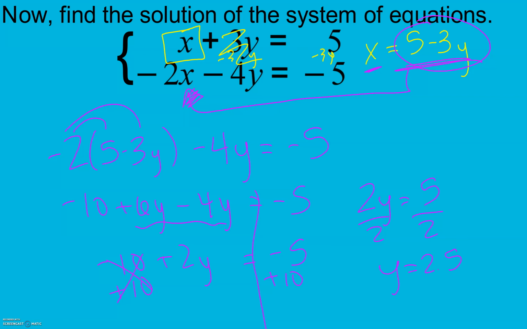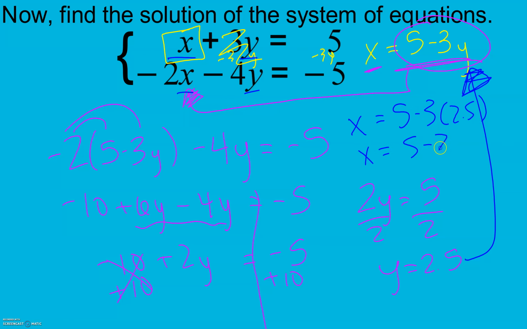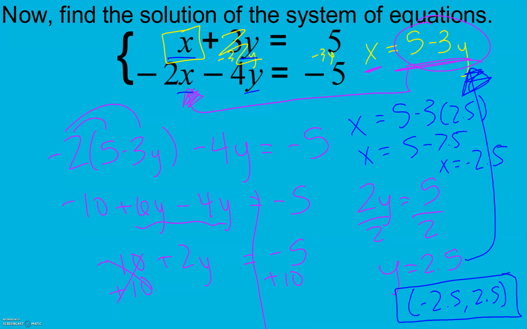Now that I know what y is though, remember we need the entire ordered pair. I have two variables here, an x and a y. So I have to have a value for both an x and a y. I can substitute that in for y. x equals 5 minus 3 times 2.5. x equals 5 minus 7.5. So x equals negative 2.5. My ordered pair then is (negative 2.5, 2.5). And if I substitute these back in, both equations should be correct. So what I get on the left, I get on the right for my top equation and for my bottom equation.